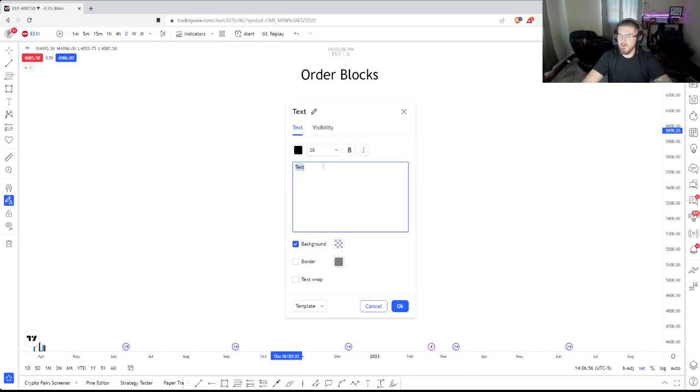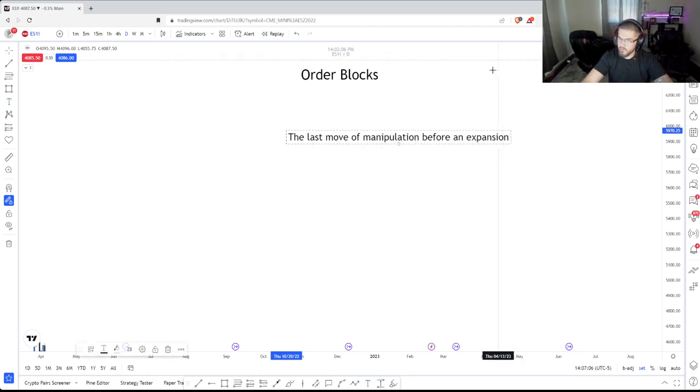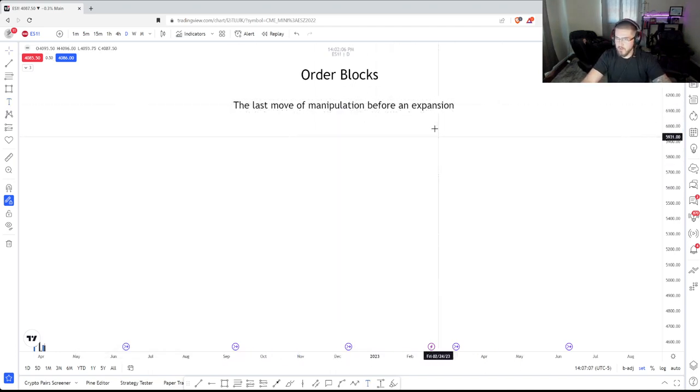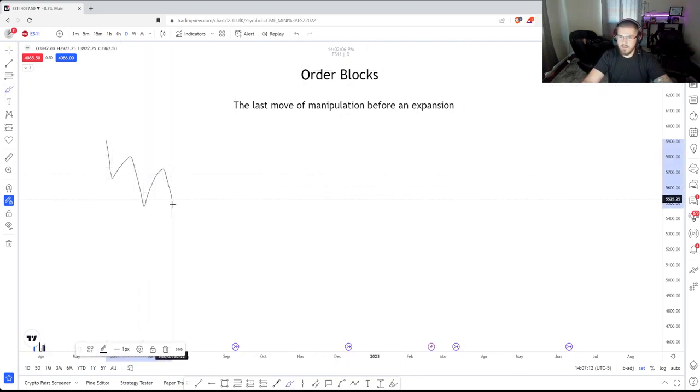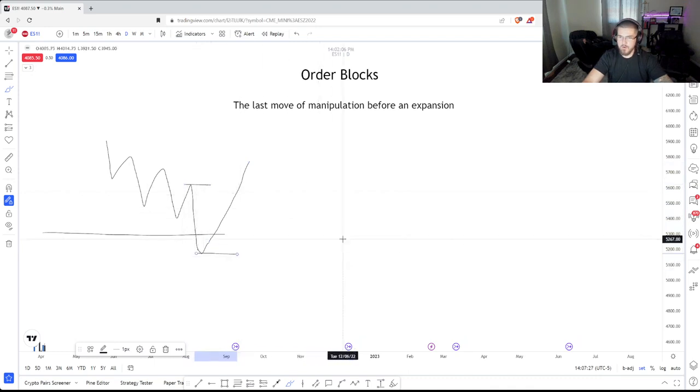The order block is the last move of manipulation before an expansion. This is a very crude way to explain it, but I want you to just think of the order block like that. Whenever price is coming down, and we come into maybe an old area, maybe an area of liquidity, it's just a reference point, an area of interest, if you will. We come out and engulf. So this whole down move, usually the entire down move, is going to be considered an order block.